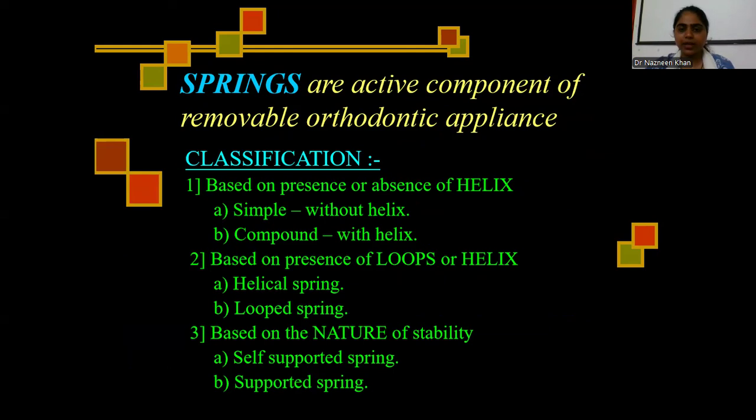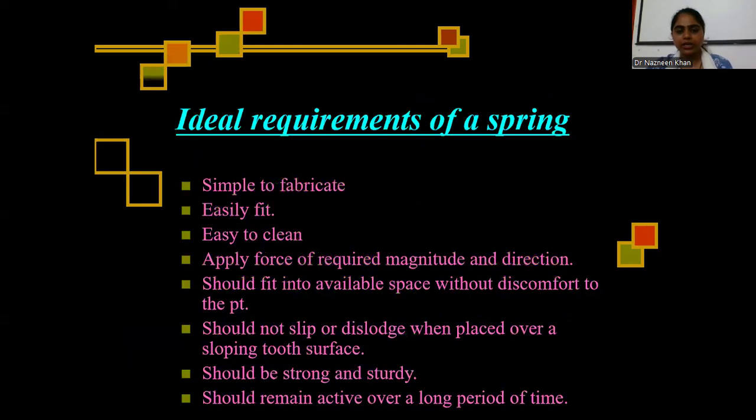These are the spring classifications. Based on the presence of a helix: simple and compound. Based on the presence of a loop or a helix: helical and looped. Based on the nature of stability: self-supported and supported springs.